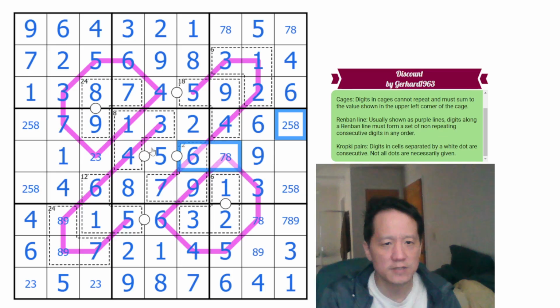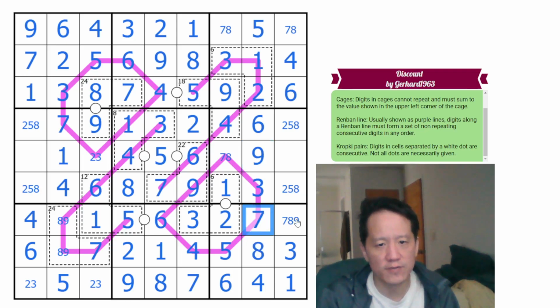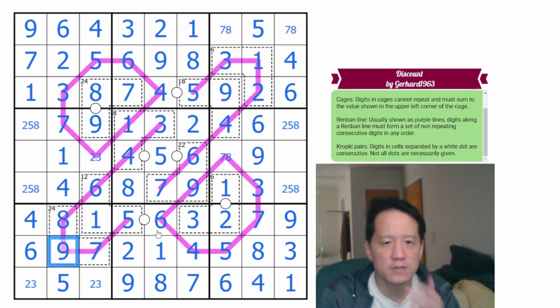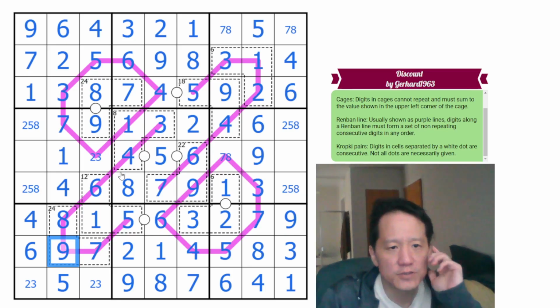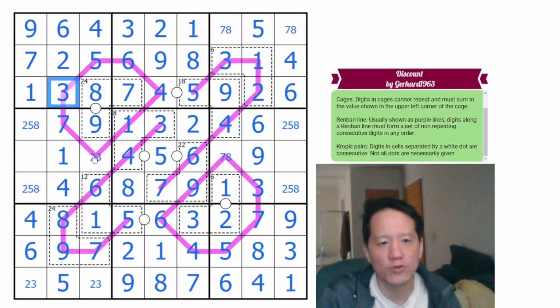This then has a similar equivalent on this side. So this has to be then 9, which makes that 8, which makes that 7, which makes this 9, which makes that 8, which makes that 9. Okay, so this has to be a 2 now because of the Renban. So this is 2, this is 3, this is 2.